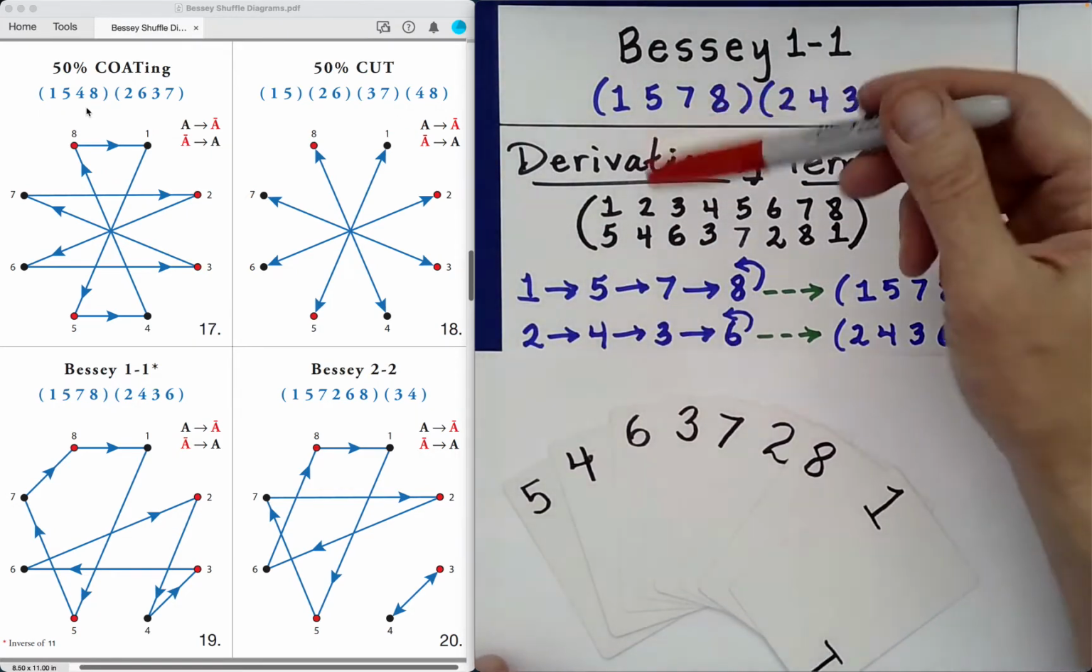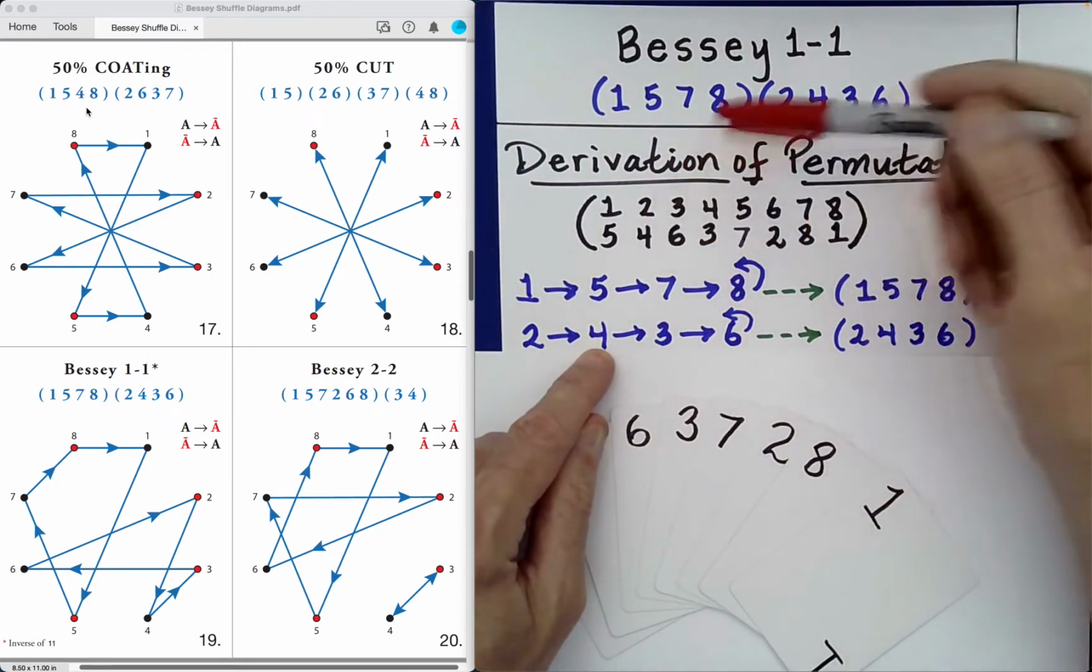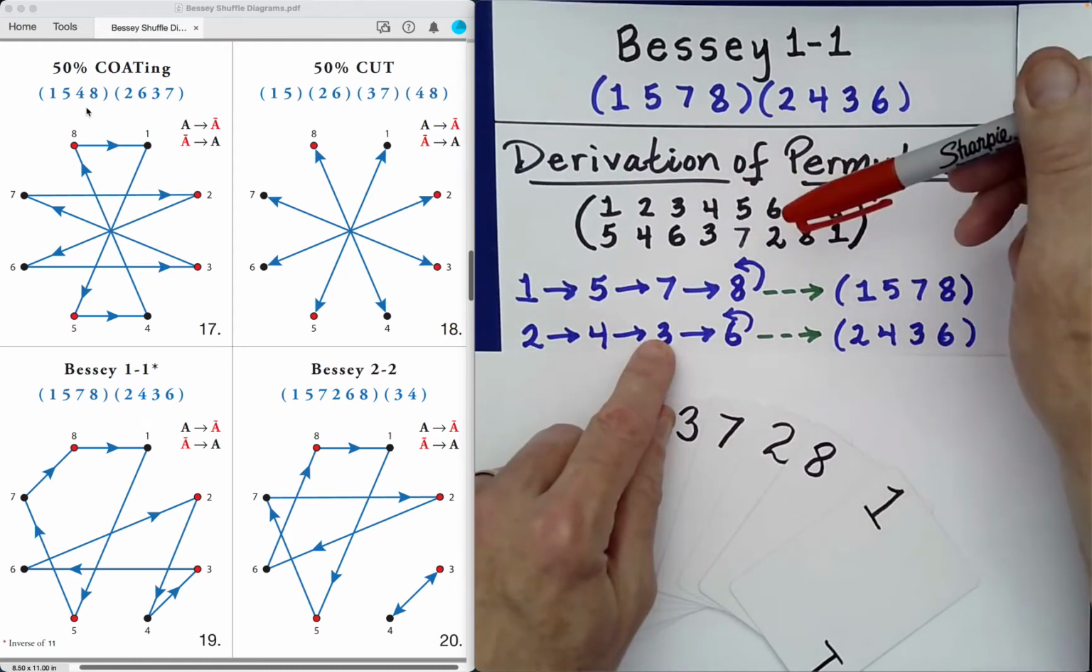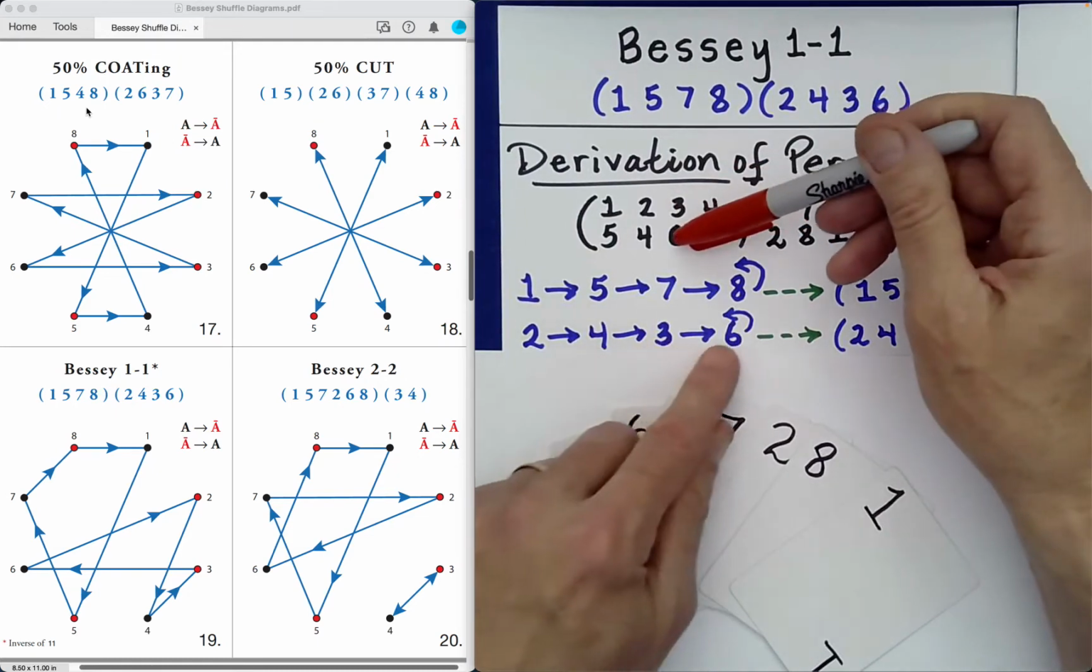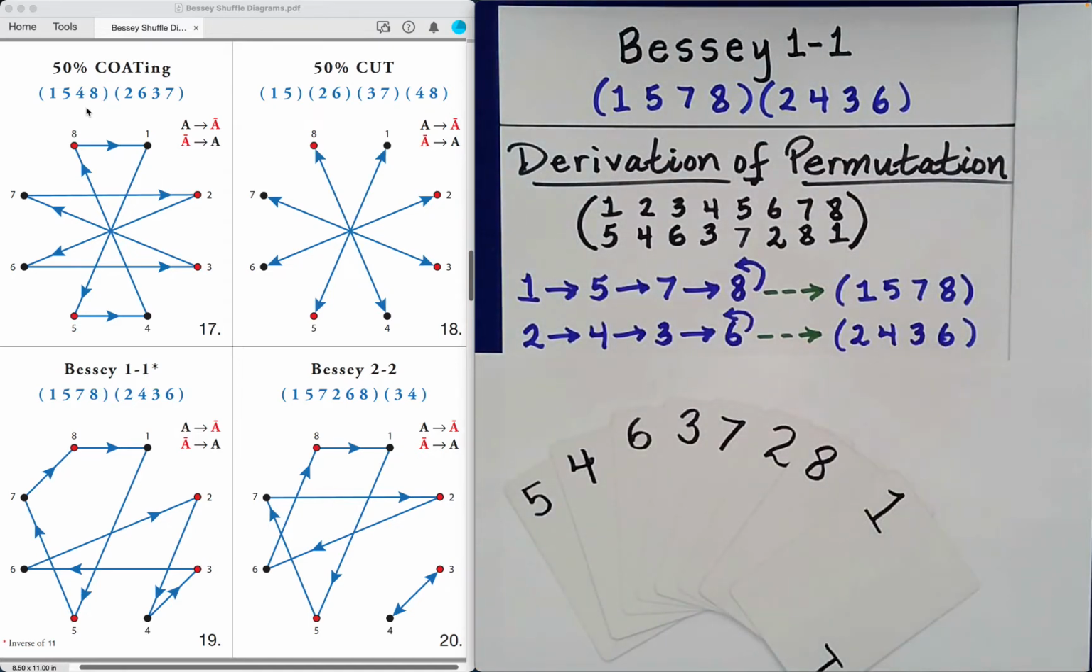Next, if we look at what happens to 2, 2 goes to 4, so we have an arrow from 2 to 4. 4 goes to 3, 3 goes to 6, and then 6 goes to 2, which cycles around, so we get a second 4 cycle.